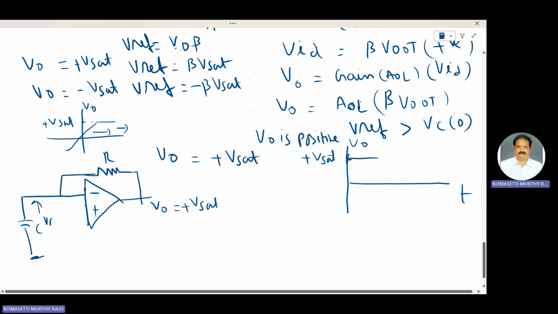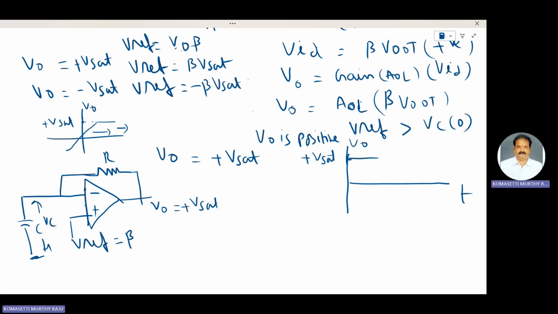This is the voltage VC. Here the voltage is V reference, that is beta V naught. The output voltage is V set, so sometimes it is also called beta times V naught. V naught means V set. V reference is equal to beta into V naught.